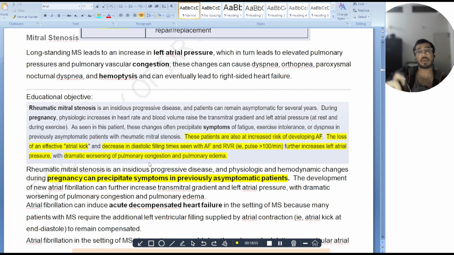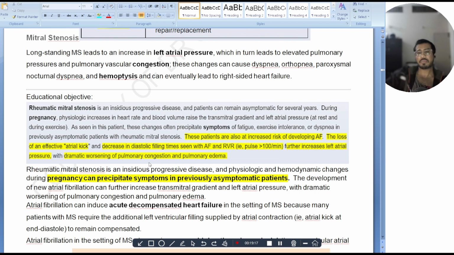If the patient had mitral stenosis and was asymptomatic, and now that patient, I'm not talking about a pregnant patient, I'm talking about a male. He had asymptomatic aortic stenosis, and now that patient develops atrial fibrillation. He's also going to get symptomatic now. So these are two different things. They can happen in a pregnant patient as well.